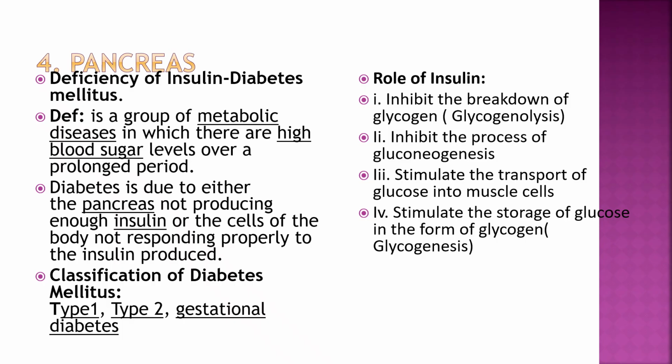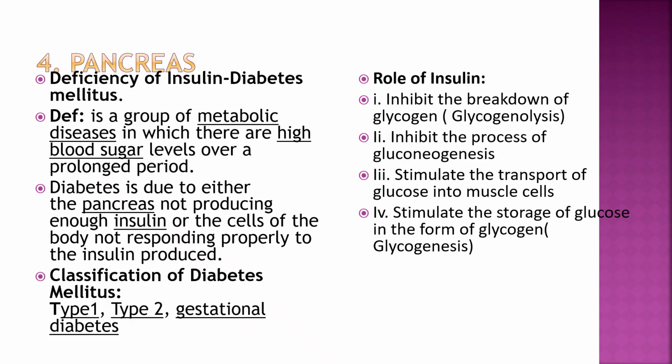Pancreas: insulin is produced by the pancreas, and deficiency of insulin causes diabetes mellitus. Diabetes mellitus is a group of metabolic diseases in which there are high blood sugar levels over a prolonged period. Diabetes is due to either the pancreas not producing enough insulin or the cells of the body not responding properly to the insulin produced. The types are type 1 diabetes mellitus, type 2 diabetes mellitus, and gestational diabetes, which means the diabetes is seen only in pregnancy.